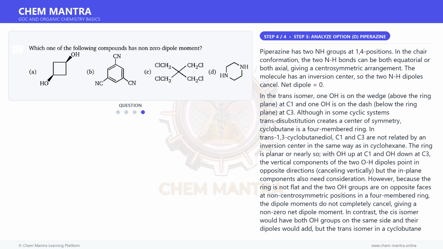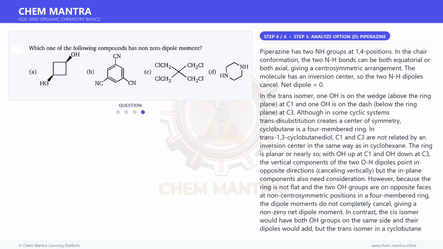In contrast, the cis isomer would have both OH groups on the same side and their dipoles would add, but the trans isomer in a cyclobutane, unlike cyclohexane trans-1,4, still has a net dipole because the geometry does not permit complete cancellation. Why other options fail?